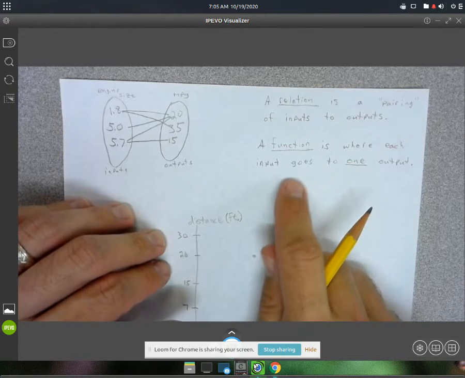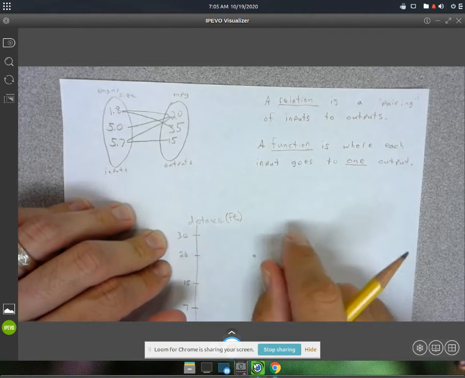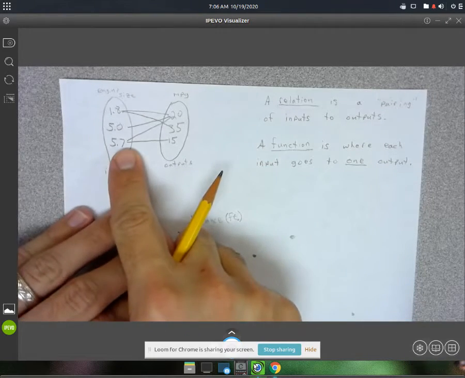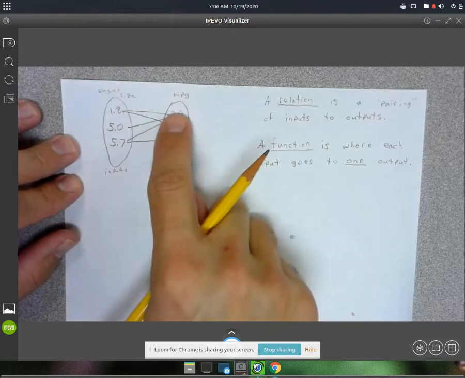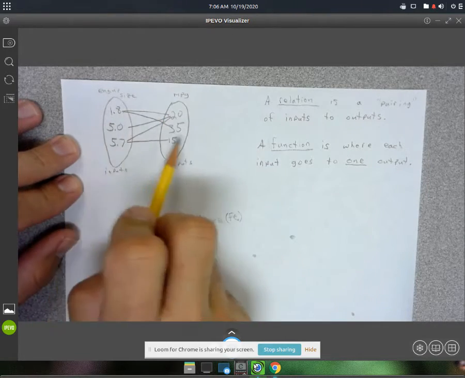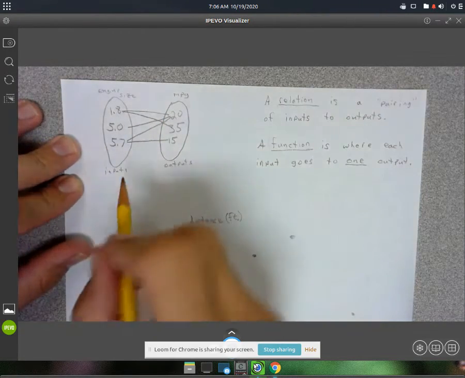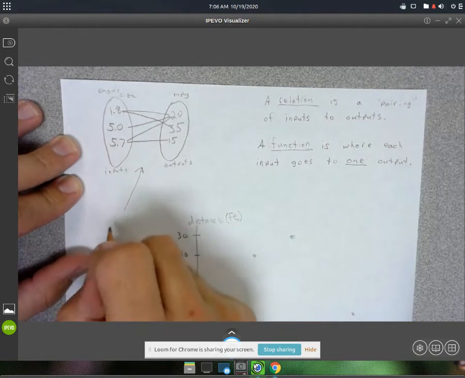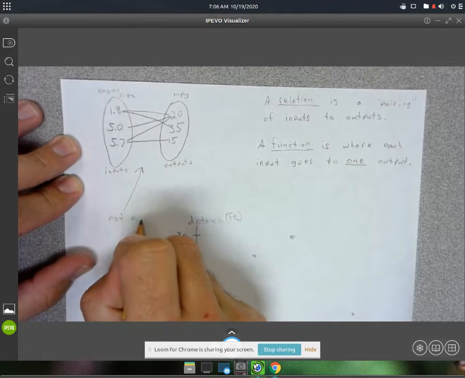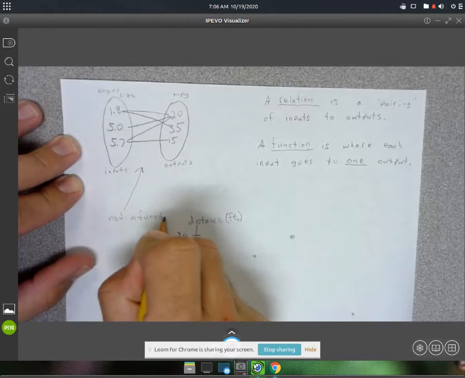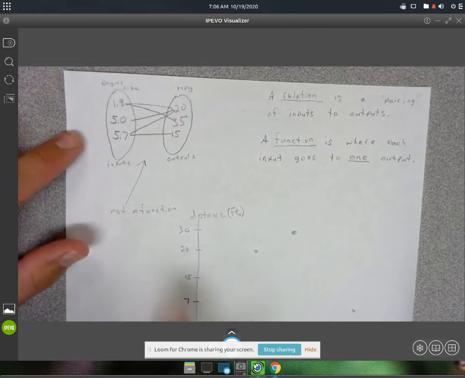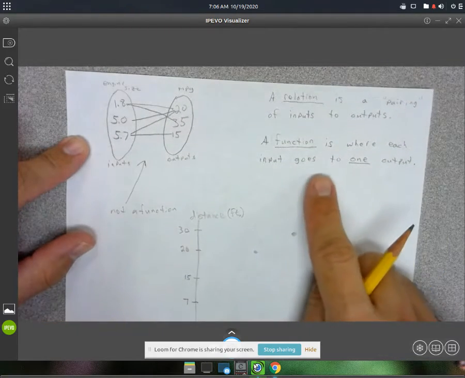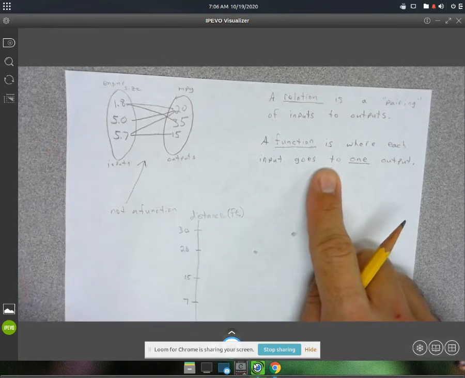A function is where you have each input going to exactly one output. So here, where the 5.7 goes to two different places, or the 1.8 liter going to two different places, that tells us that this mapping, that relation, is not a function. Because you had one input that went to two different places, and that breaks the rules for what it means to be a function.